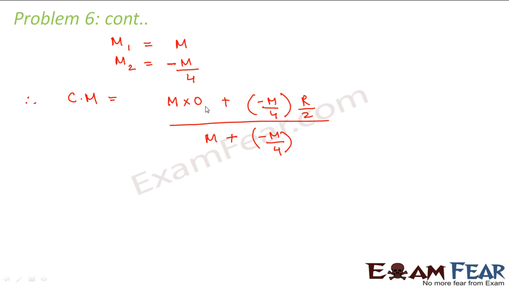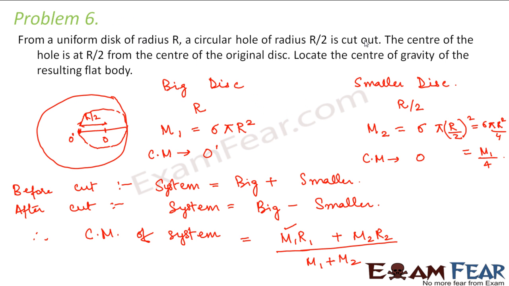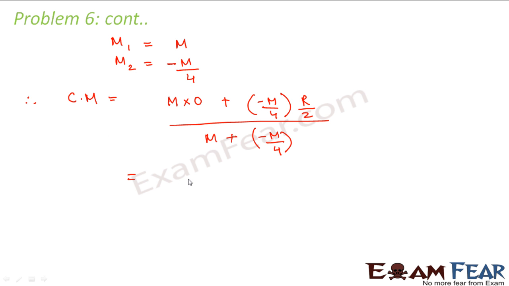Because we are considering the point O dash as the origin, R for the bigger disk will be 0, but R for the smaller disk will be R by 2. So now this value comes out to be minus R by 8 into 4 by 3. That is equal to minus R by 6. Therefore we can say that the center of gravity is at a distance of R by 6 from O.